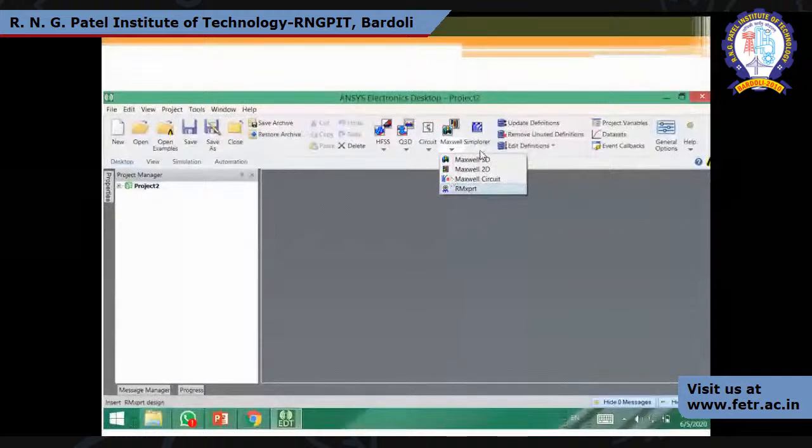And the Simplorer, if you want to design the advanced controller and communicate with this particular Maxwell software, then these two software communicate internally, and the entire machine is possible to design.